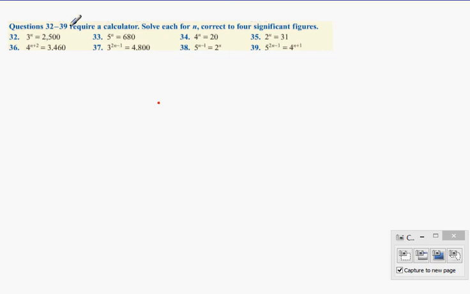First question. Questions 32 to 39 require a calculator. Solve each for n. They're actually not too bad. Look at number 33: 5 to the power of n equals 680. What power of 5 gets you up to 680?